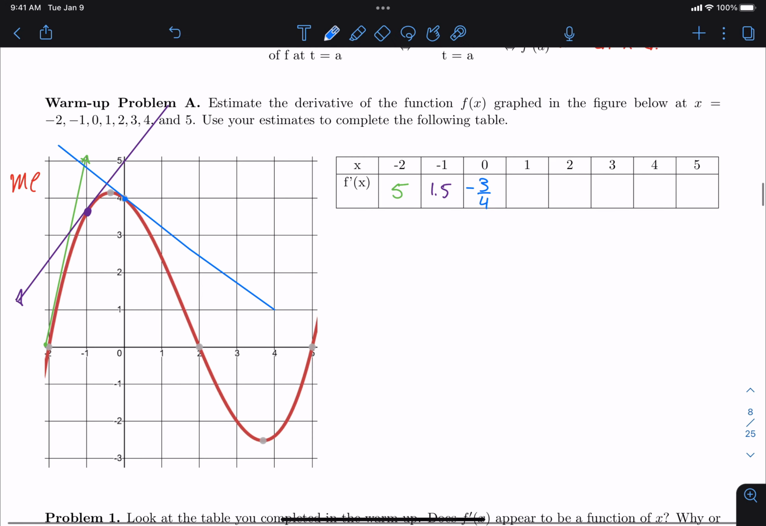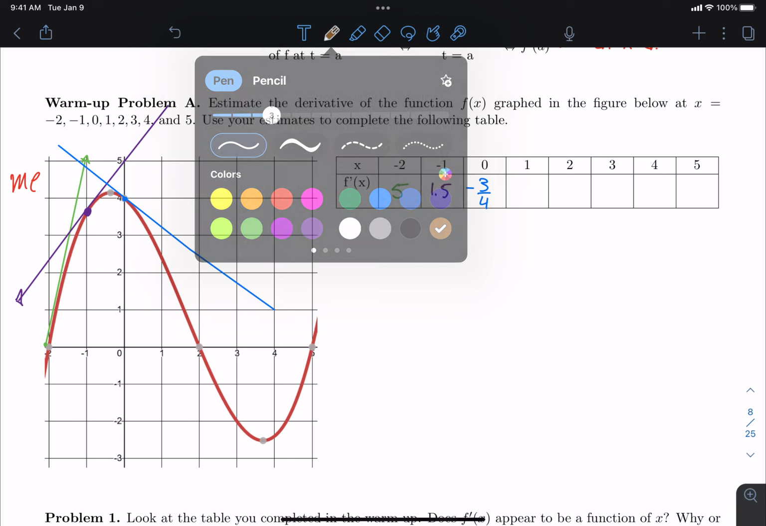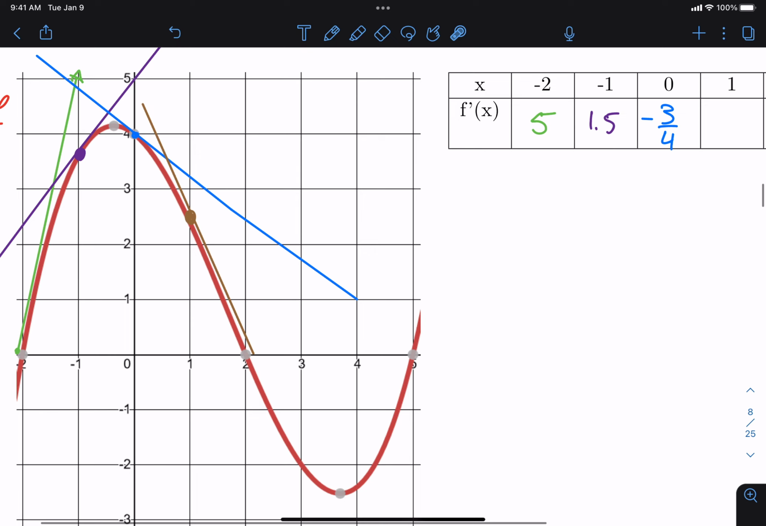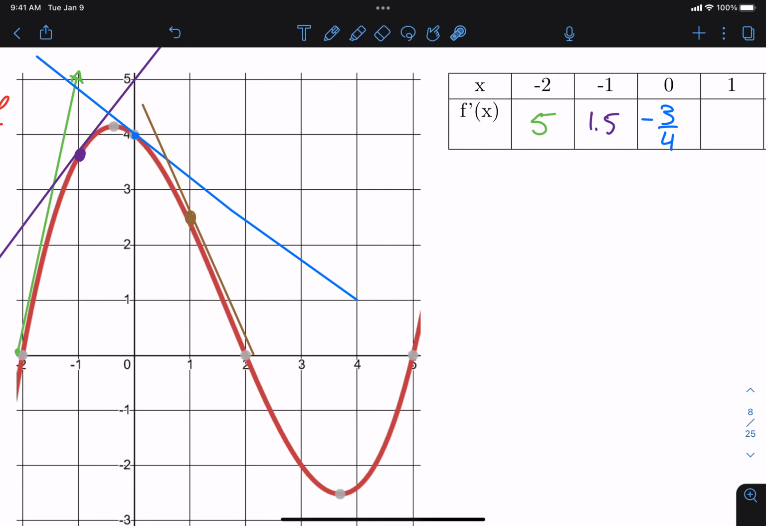Okay. Then 1. This is getting tedious. Okay, what is it at 1? Well, it looks like we went over 1 and we went down.